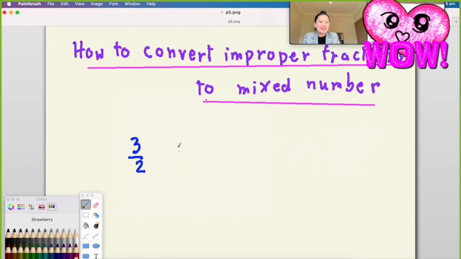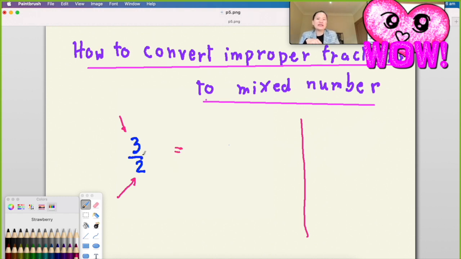Okay, what we're going to do: if you have 3 over 2, you can see that the numerator, the one on top, is greater than the one at the bottom, the denominator. You could do this with the short method or the long one. I'm going to show you the short, quick one first.